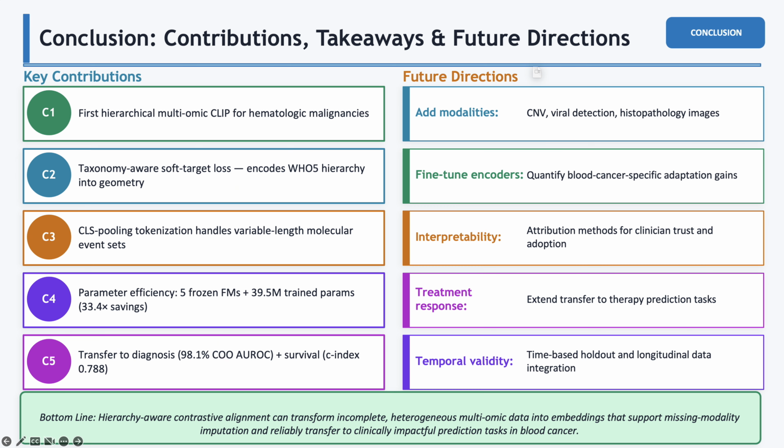C4: parameter efficiency, 33.4 times fewer trained parameters than fine tuning, by freezing all 5 foundation encoders. C5: transfer learning that actually works, like 98.1% AUROC for cell of origin diagnosis and a C index of 0.788 for survival. The most compelling future directions, in my view, are three: adding copy number variation and histopathology images as additional modalities, developing attribution methods so clinicians can understand what is driving patient similarity, and extending this framework to treatment response prediction, which is arguably the highest value clinical downstream task, I would say.